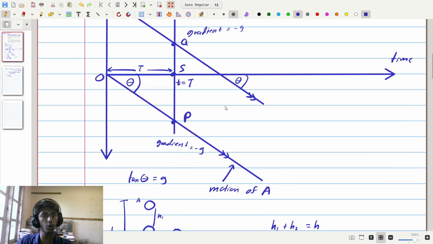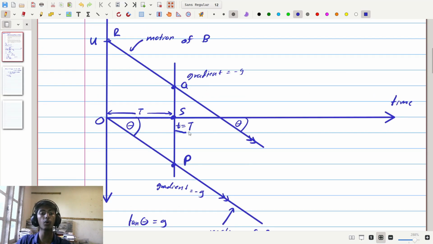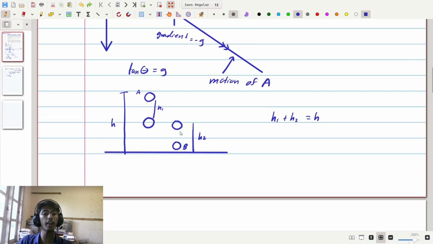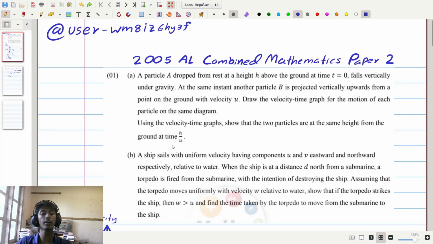We wanted to show that the time t, or t equals capital T here, at which both of these particles are at the same vertical position, where particle A falls a distance h1 and particle B rises a distance h2, such that simple H is equal to h1 plus h2, occurs when we have the time t being equal to h over u.